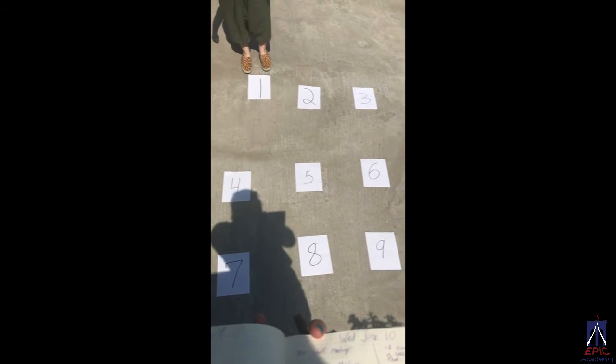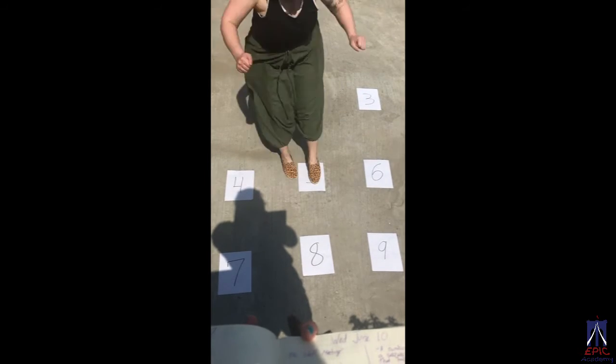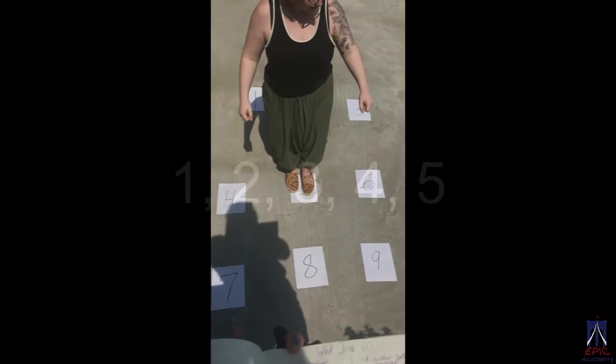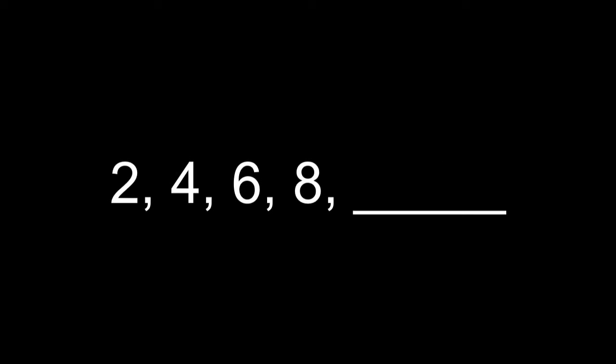Let's start with one that we've already talked about. 1, 2, 3, 4. Go ahead and jump on the number that you think comes next in this number pattern. I'm gonna give you 30 seconds. If you need more time, feel free to pause this video. So if you jumped onto the number 5, you are correct. We know the next number in the pattern is 5 because each number gets 1 added to it. 1 plus 1 is 2, 2 plus 1 is 3, 3 plus 1 is 4, and 4 plus 1 is 5.